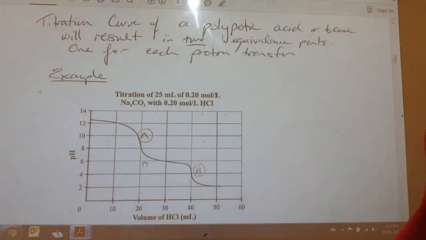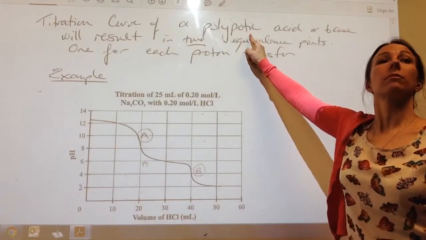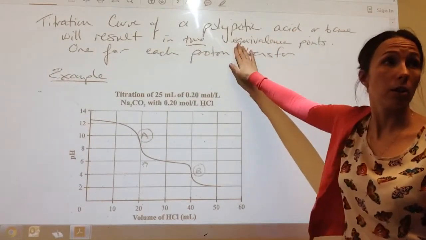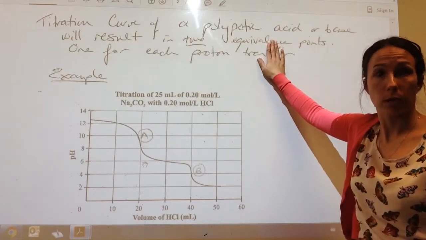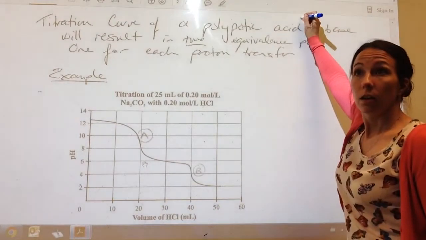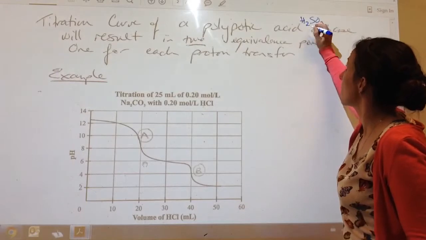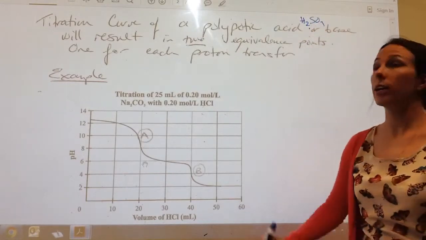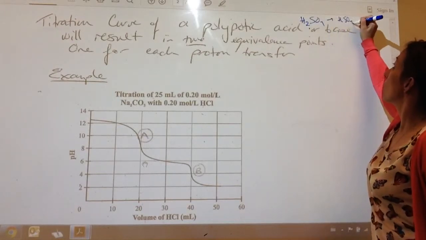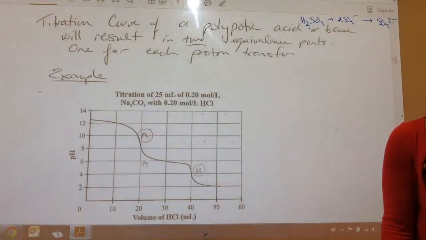What's polyprotic mean? It has more than one proton to donate. In this case an acid, so it has more than one proton to donate. An example of a polyprotic acid would be H2SO4, because I have 2 protons that I can donate. H2SO4 to HSO4 minus, and I can donate another proton and become SO4 2 minus.